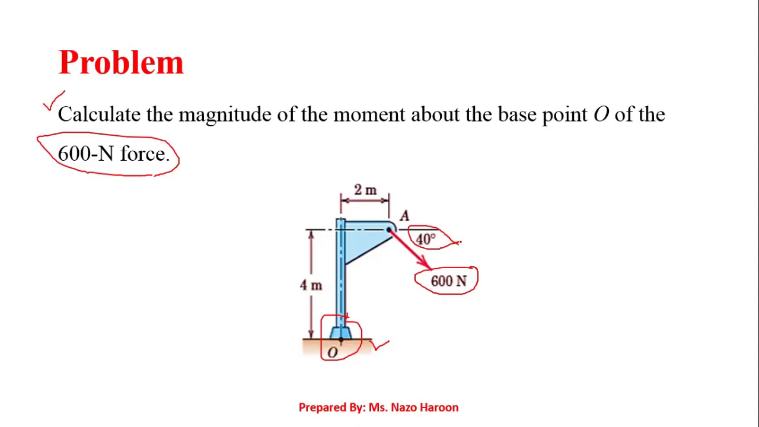So this means that you have to find the resolution of this force. You cannot simply solve by multiplying the 600 Newton force with the moment arm, right? Now you have the force which is inclined, and the angle of inclination is also given, that is 40 degrees. So let's see how you're going to resolve this 600 Newton force into its consequent components.